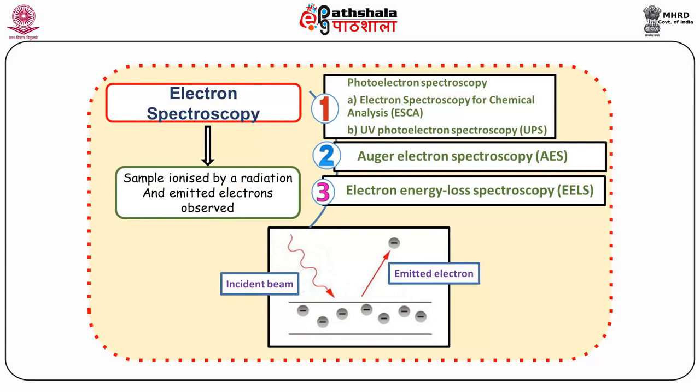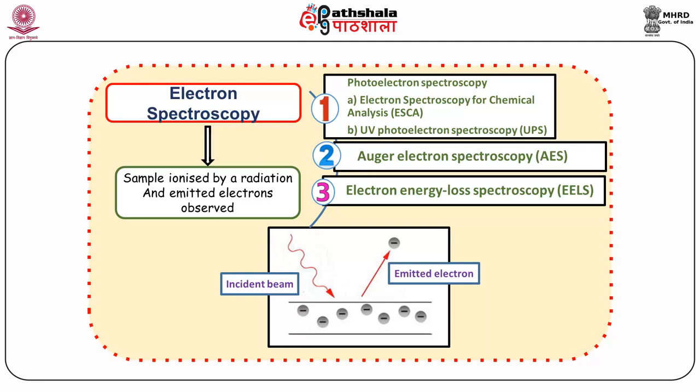Electron spectroscopy, the principles once again to recapitulate: the sample is ionized by radiation, and it emits electrons which are observed. We call it photoelectron spectroscopy also. The other name is electron spectroscopy for chemical analysis, ESCA. The B part deals with UV photoelectron spectroscopy. The second is Auger electron spectroscopy, because in one of the analyses that we get through this, the electron that is generated in the vacancy which is created is called an Auger electron, and this is called Auger electron spectroscopy.